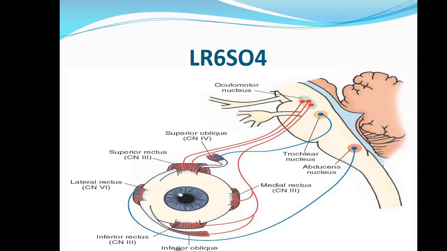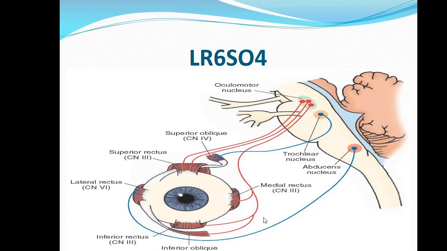Again, I am repeating the innervation of these recti and the oblique muscles. The lateral rectus is innervated by the sixth cranial nerve, which is the abducent nerve. The superior oblique muscle is innervated by the fourth cranial nerve, which is the trochlear nerve. The rest of the muscles, that are the superior rectus, inferior rectus, medial rectus, and inferior oblique muscles, are innervated by the third cranial nerve, which is the oculomotor nerve.